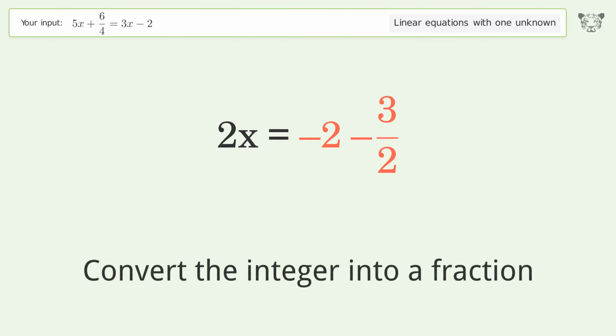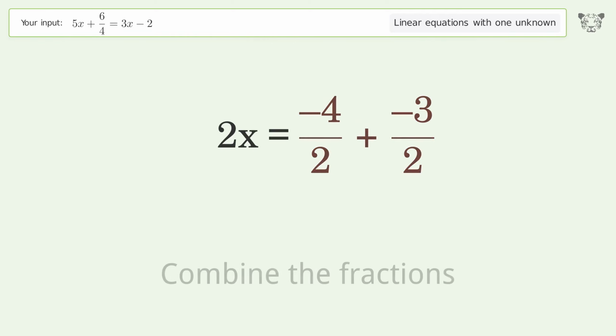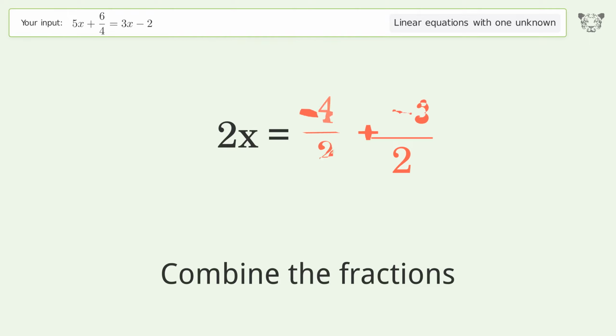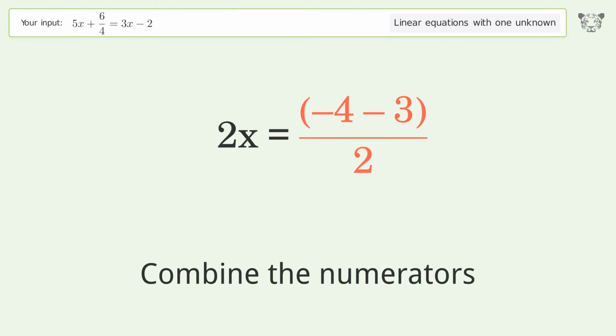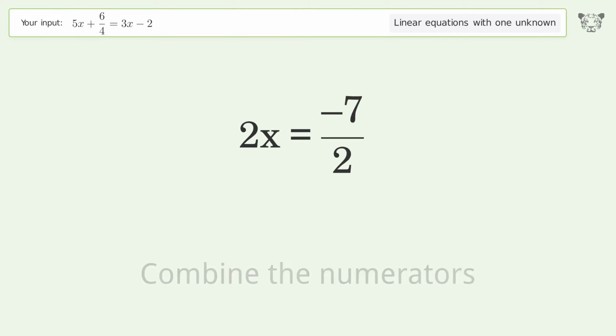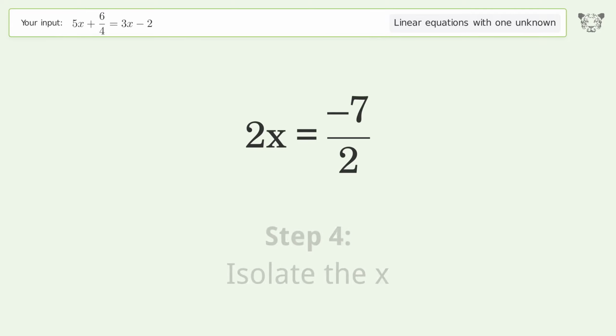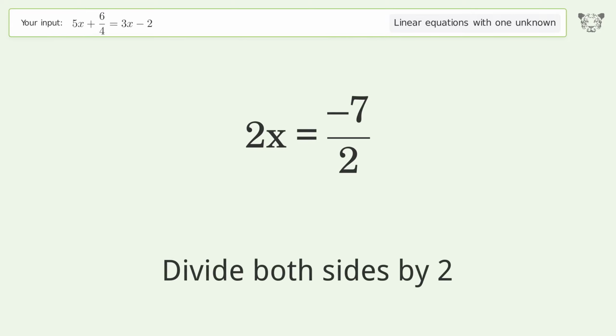Convert the integer into a fraction. Combine the fractions. Combine the numerators. Isolate the x. Divide both sides by 2.